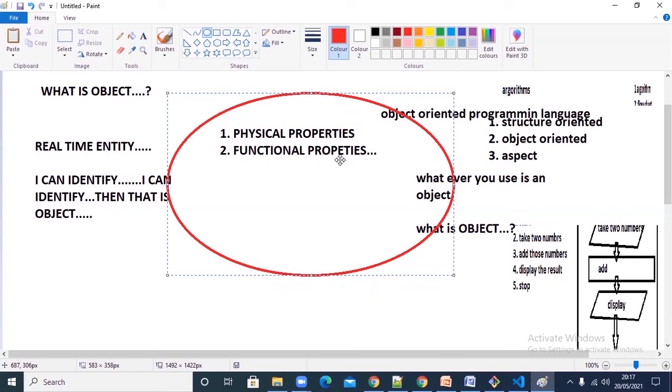This is most important. The moment I want to identify an object, I have to consider physical and functional properties together. I cannot isolate them. You can isolate functional properties separately, but both are entirely different things in nature. Both are entirely different things. Physical properties are not at all related to functional. I'm just taking one simple example in this case.